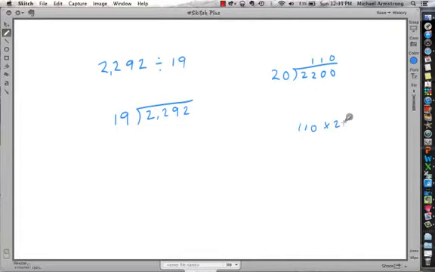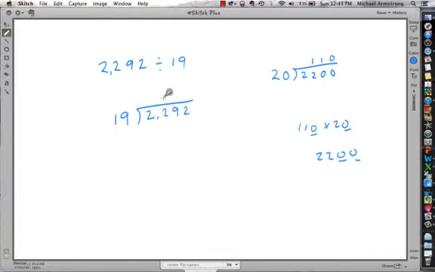110 times 20. 2 times 11 is 22, and you have 2 zeros left. These 2 zeros. 2 times 11 is 22 with the 2 zeros left, so 2200. That works, but it took us a little bit of extra thought, and the estimation is supposed to be quick.